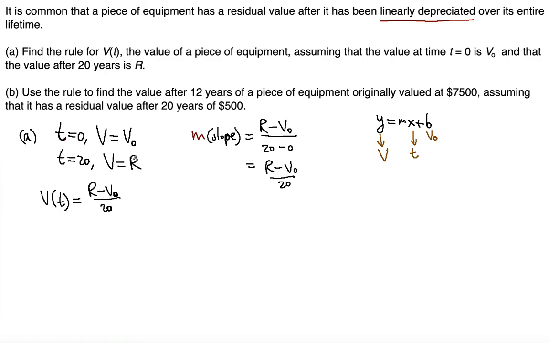The v subscript 0. So that means we just have to multiply this by t, like the mx plus b format, and then add the b value, the initial value, which is v subscript 0. All right, so this is the rule that we found for v of t. So now we can use this rule, this function, in other words, that we've created.